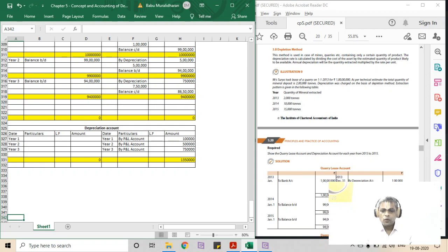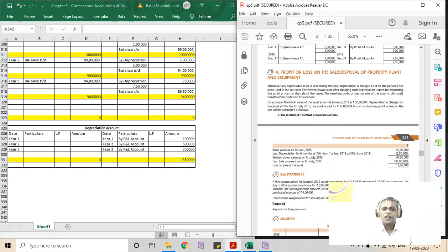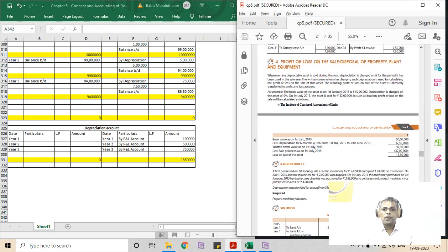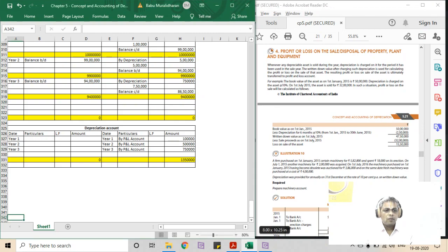But now let's get into the most important topic in depreciation. What will happen when we sell the equipment? Profit or loss on the sale or disposition of the asset.